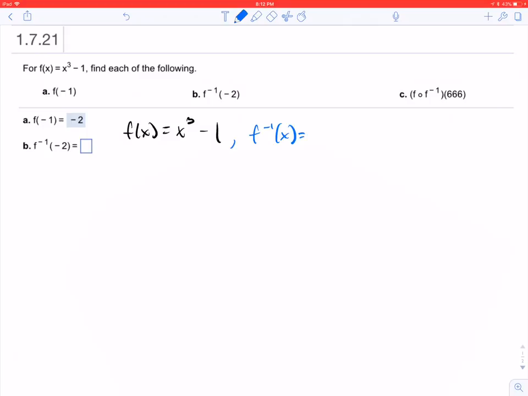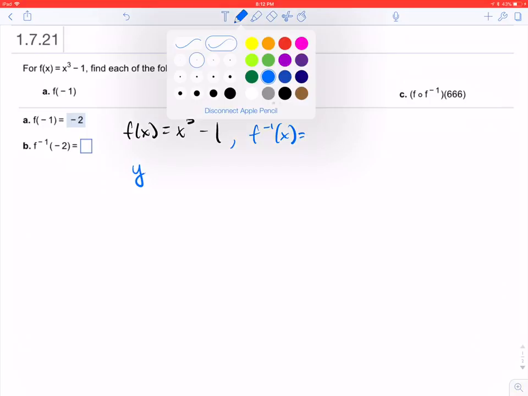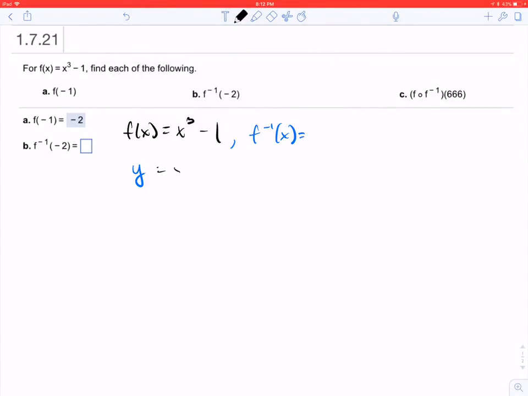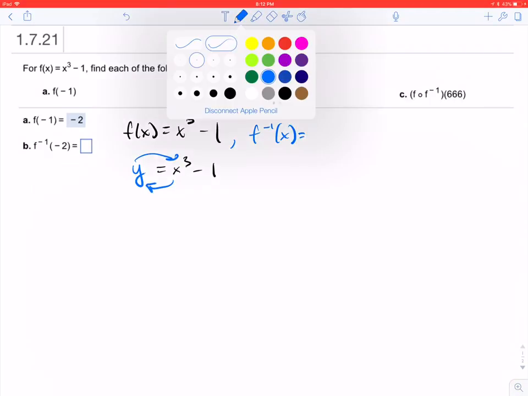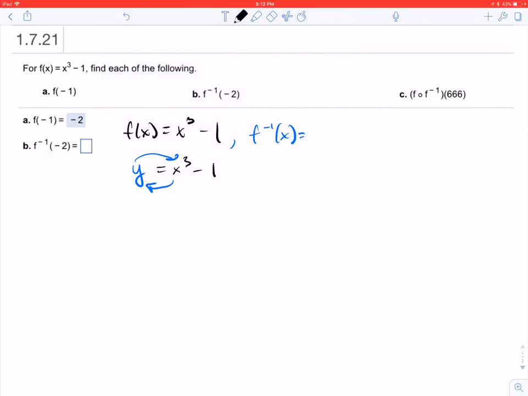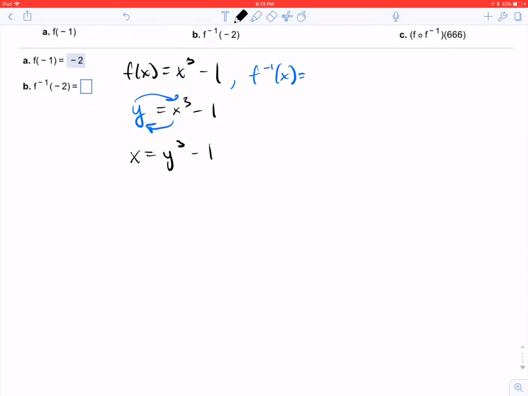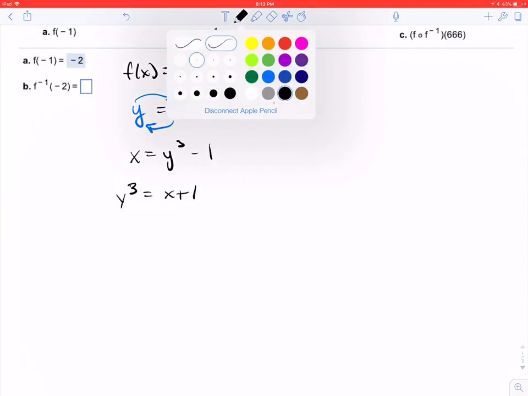So what we do, first we replace f of x with y, right, to find the inverse. Then we switch the x and the y, so x and y switch places. And then we'll get x equals y cubed minus 1, then we solve for y. So if I add 1, we're going to get y cubed equals x plus 1. And then take the cube root on both sides.